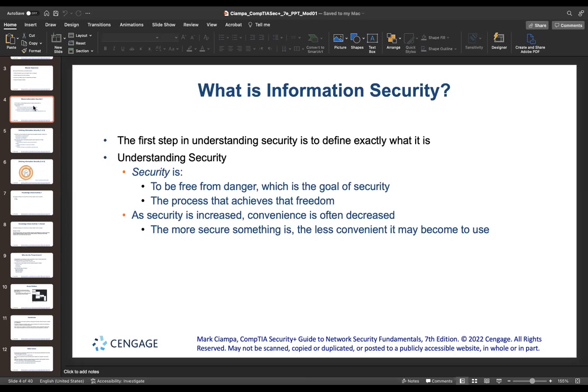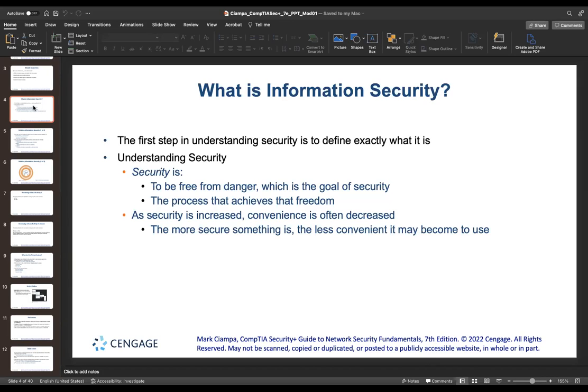So let's start with a discussion over what information security itself is. The first step in understanding security is to really define it. What is security? Of course, we already know that if we are free from any kind of danger or threats, then we feel secure, right? You go to the streets, it's a safe street, you feel secure, nobody is in there that poses a danger against you. It's the middle of the day, lights are on, everything is feeling good, right? That's the freedom from danger. Or the process that achieves that freedom for you is called security.